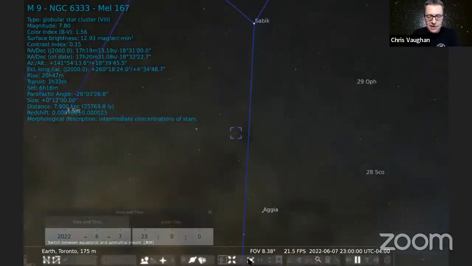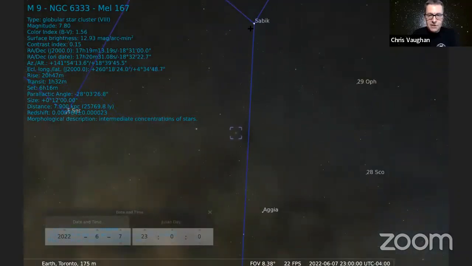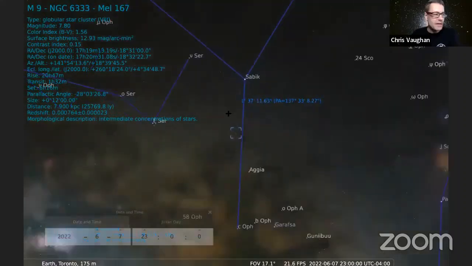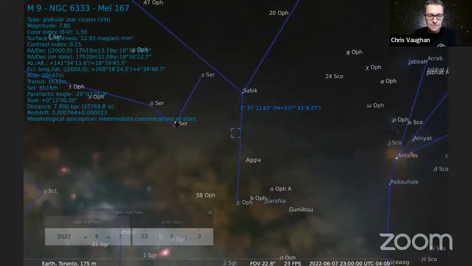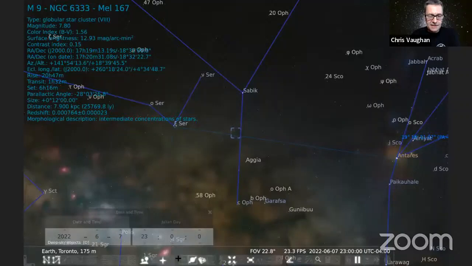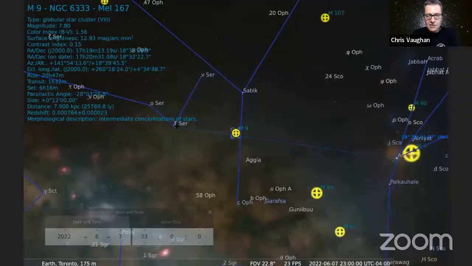As I said, if you can find the star Sabik, then it's about 3.5 degrees south of that. But the other way of doing it is to connect the star Chi Serpentis and Antares. And you can see that M9 is sitting on that line. So you can find that line and then drop a perpendicular below Sabik, and you should be able to pick it up if you're using binoculars or a low magnification eyepiece.